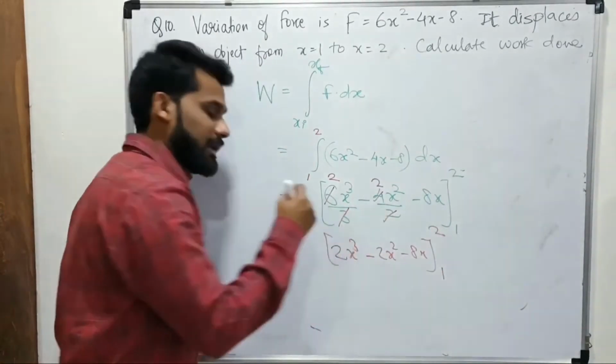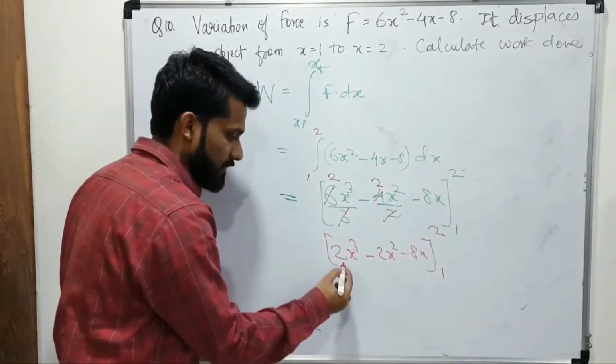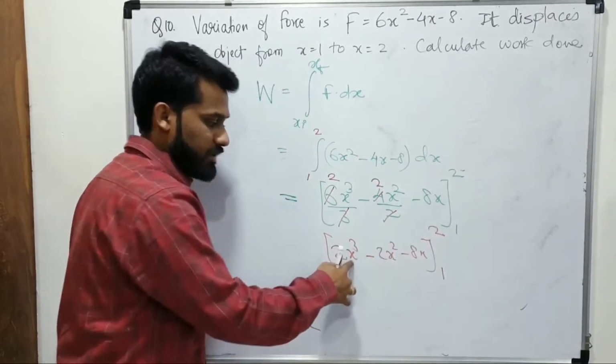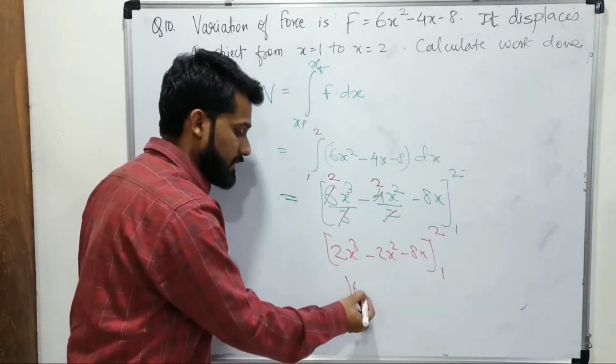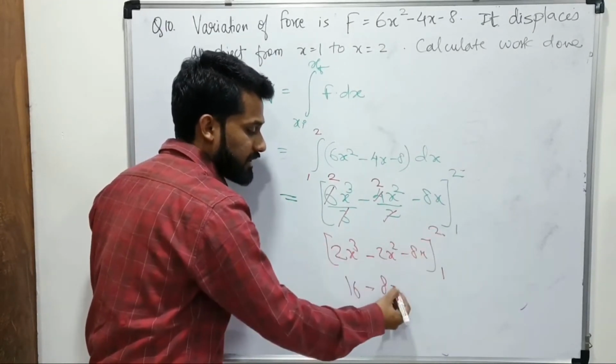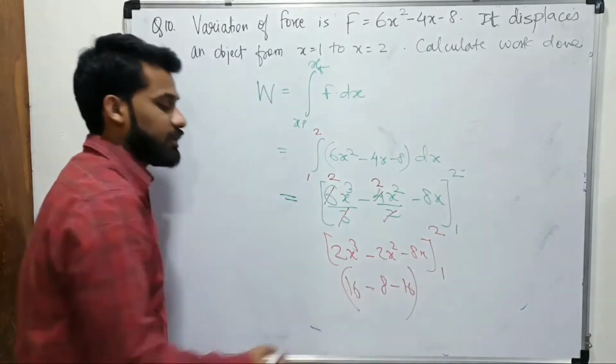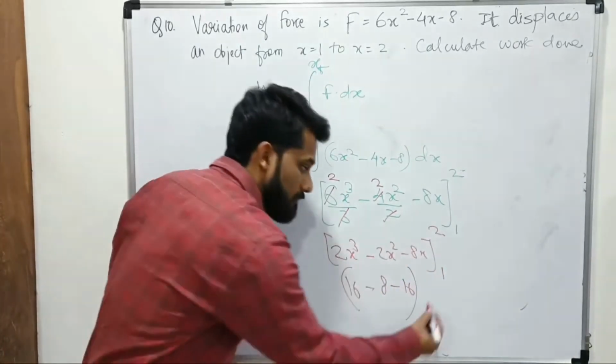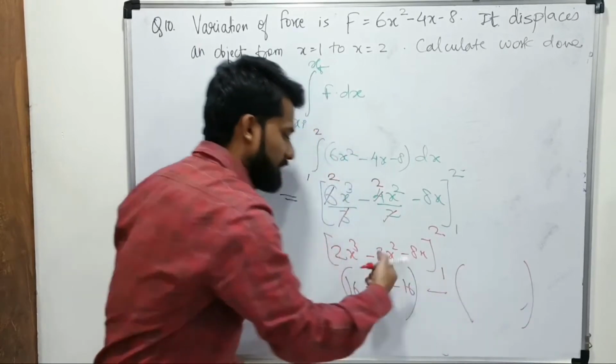Now if I put the upper limit in the whole equation, it will become 2 into 2 cube is 8, 8 to the 16, minus if I put 2 over here, this will become 8, and if I put 2 over here, this will become 16. This is the solution if I put the upper limit. Minus, now put the lower limit everywhere.